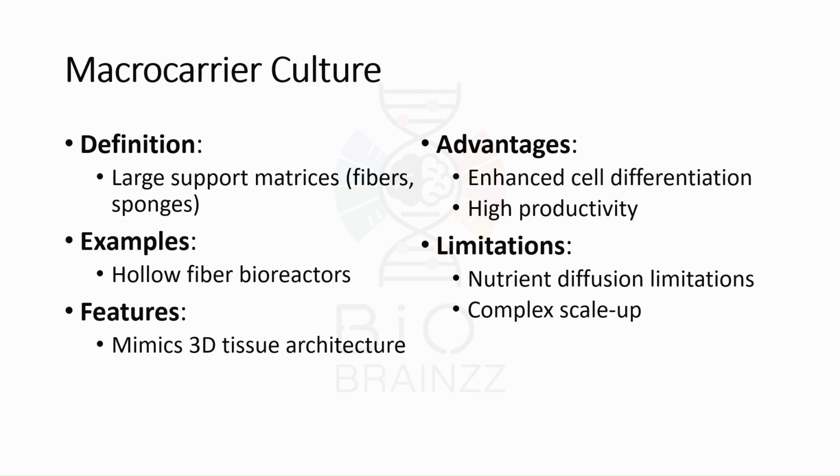Macrocarriers are large structures like fibers and sponges that support cell growth. They help in mimicking a three-dimensional environment, which is closer to natural tissue conditions. These systems improve cell differentiation and productivity, making them useful in advanced research. However, they have limitations such as difficulty in nutrition diffusion and complex scaling up.